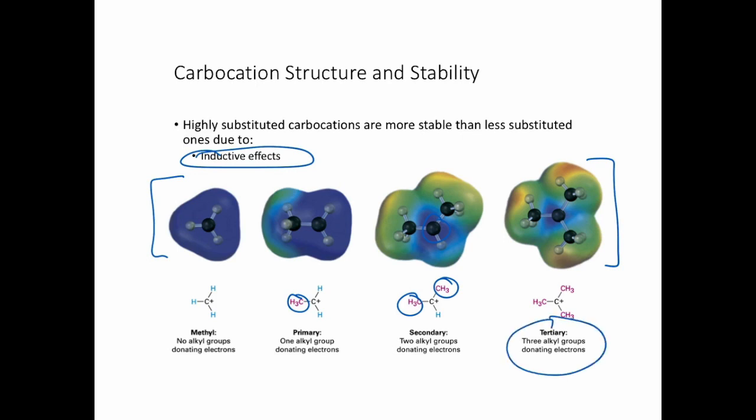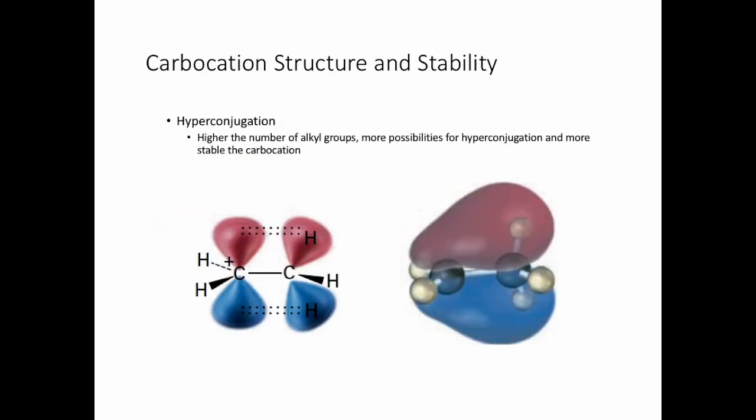So over here we have 3 alkyl groups. These 3 methyls are inductively sending electron density toward that positive carbon, which is stabilizing. The second reason is hyperconjugation, which I introduced last time. With hyperconjugation, the CH bonds are overlapping with the empty p orbital on the carbocation carbon, and that has a stabilizing effect.